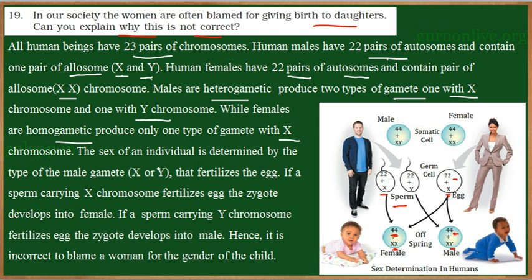Now therefore we can conclude the sex of an individual is determined by the type of male gamete that fertilizes the egg. So if the sperm carrying X chromosome fertilizes the egg, the zygote develops into a female. Now, if a sperm carrying Y chromosome fertilizes the egg, the zygote develops into a male. So therefore it is incorrect to blame women for giving rise to a girl child.